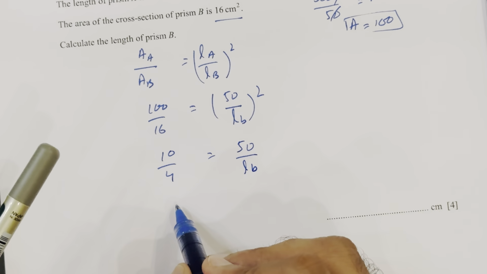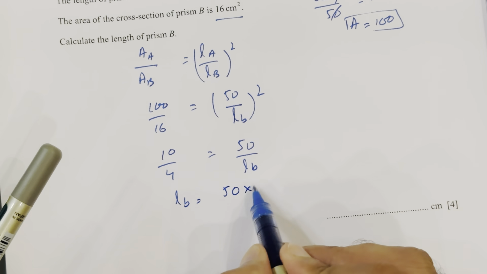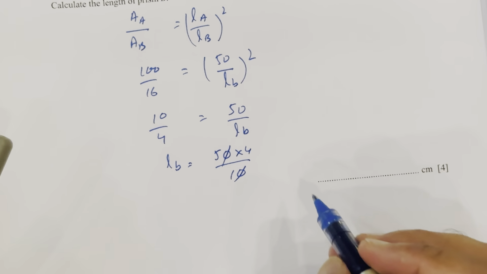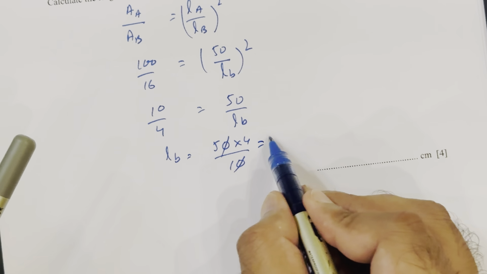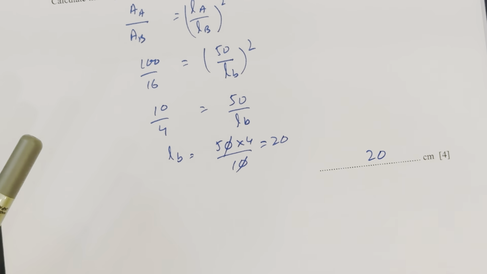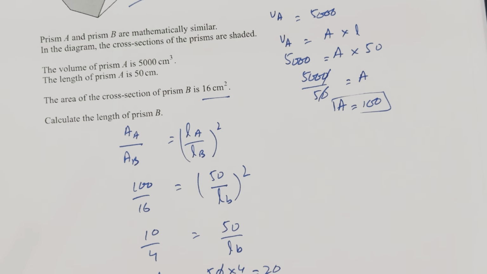Now you need to cross multiply. LB is equal to 50 into 4 divided by 10. So you're going to cancel 0 with 0. Then the length of B is 5 multiplied by 4 is 20. So the answer is 20 centimeter for the length of B. Hopefully you get the idea of this question. This was a simple question.